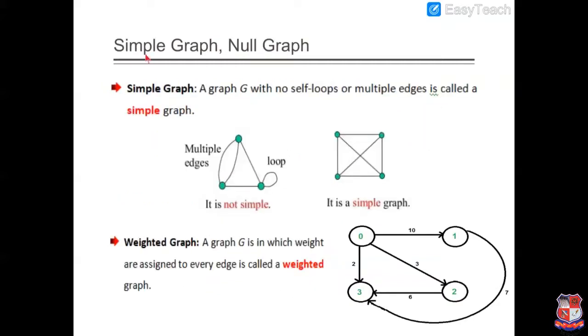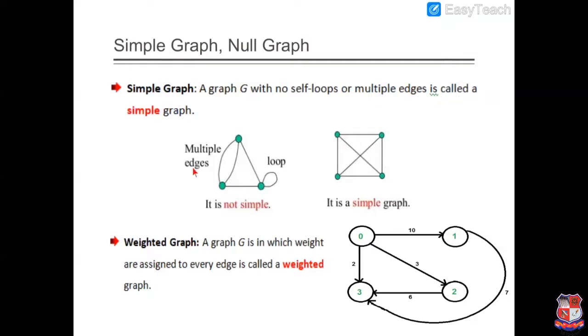Now, what is a simple graph and null graph? In a simple graph, there are no self loops or multiple edges. A graph in which there are no self loops or multiple edges is called a simple graph.